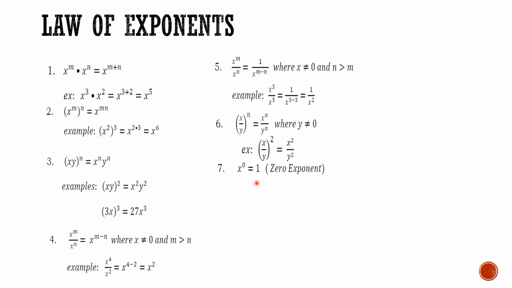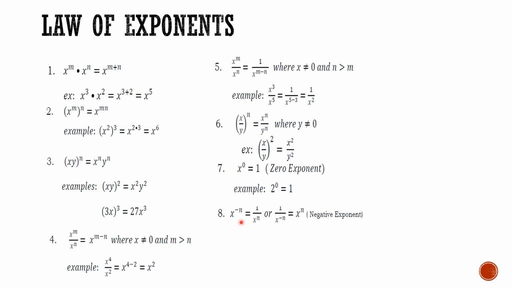Next, we proceed to the zero exponent. X raised to 0 equals 1. It means to say that all numbers, all variables, when raised to a zero exponent, the answer is always equal to 1. Example, 2 raised to 0, that is equal to 1. 3 raised to 0 equals 1. 1,809 raised to 0, that is equal to 1. Any number.